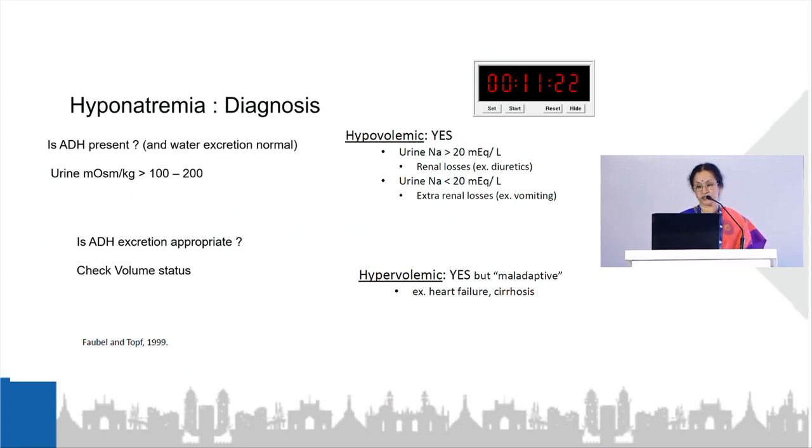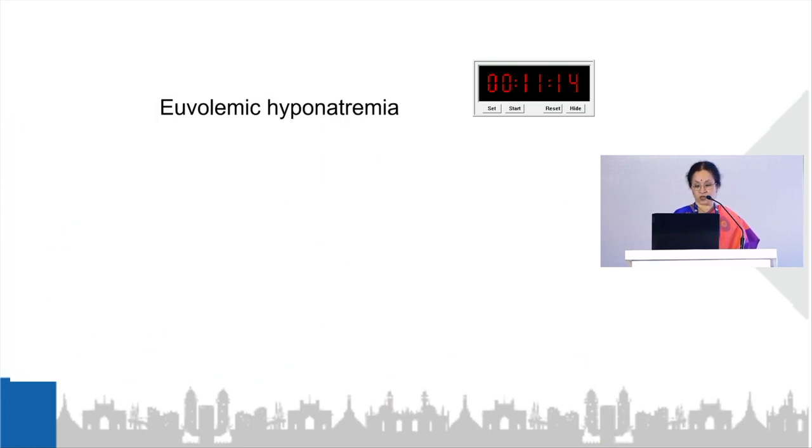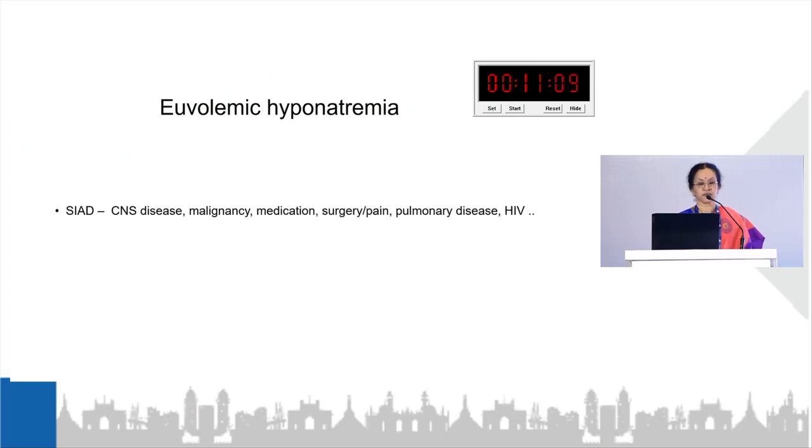Here there is more water retention compared to sodium, and this is seen in heart failure and cirrhosis. Today my focus would be on euvolemic hyponatremia, and the most common cause of euvolemic hyponatremia is the syndrome of inappropriate antidiuresis. Causes are many, which we all know, starting from central nervous system disease, malignancies, pulmonary disease, HIV, drugs, and so on. Two important endocrine conditions that produce euvolemic hyponatremia are hypothyroidism and glucocorticoid deficiency.